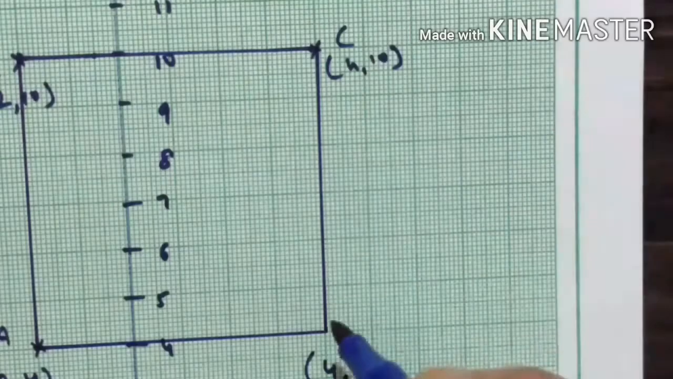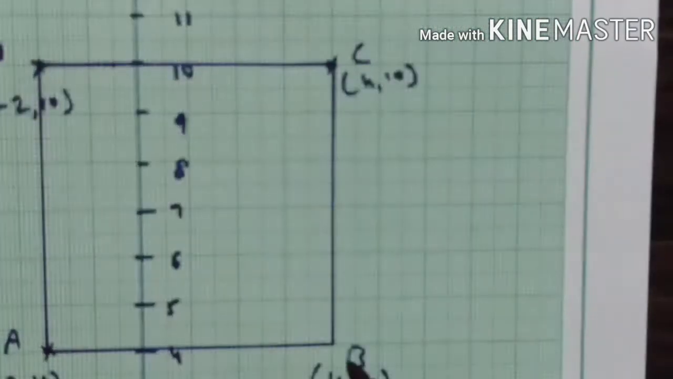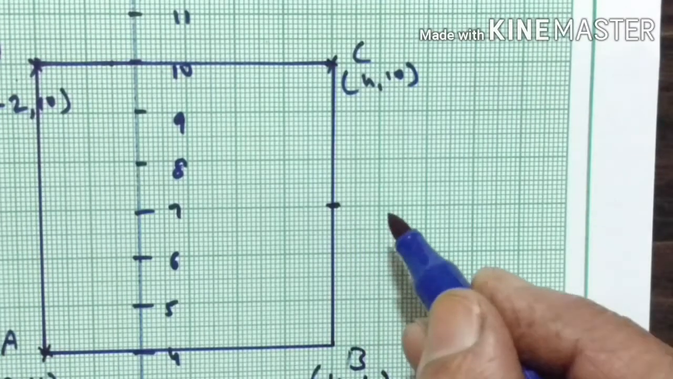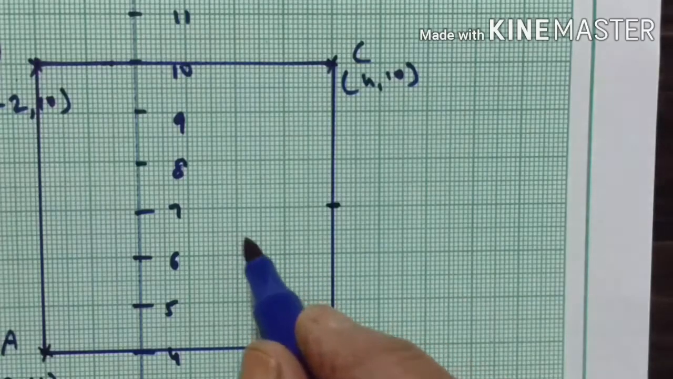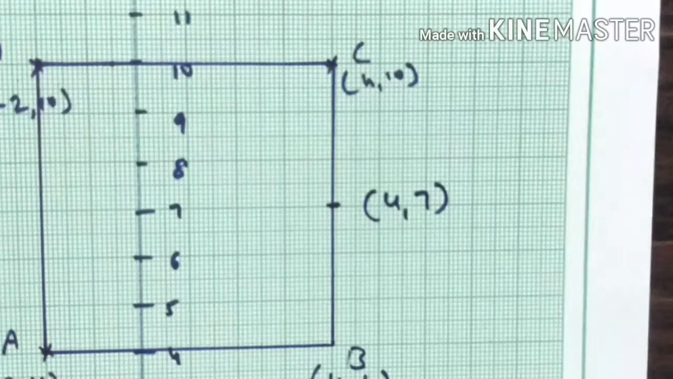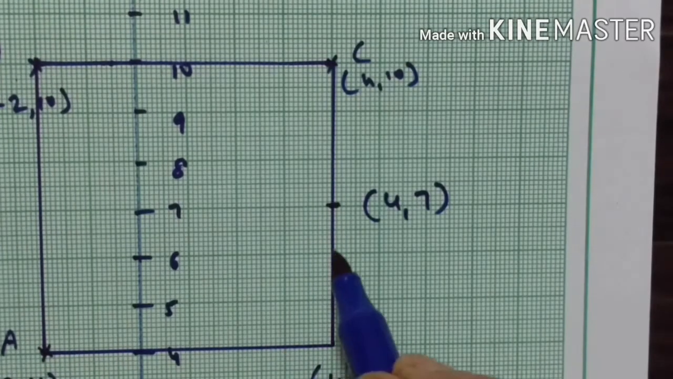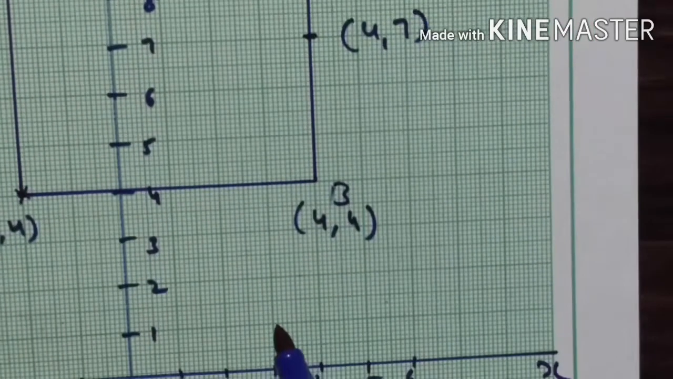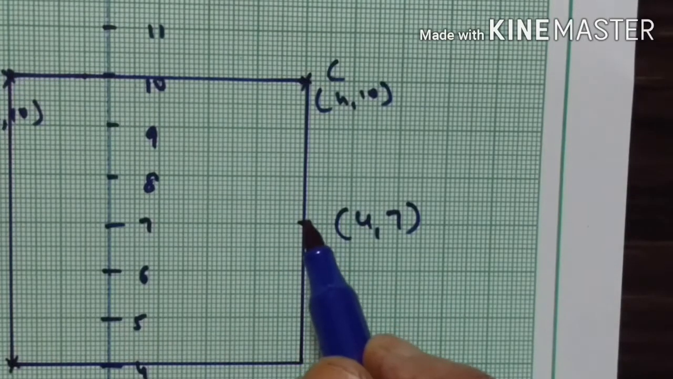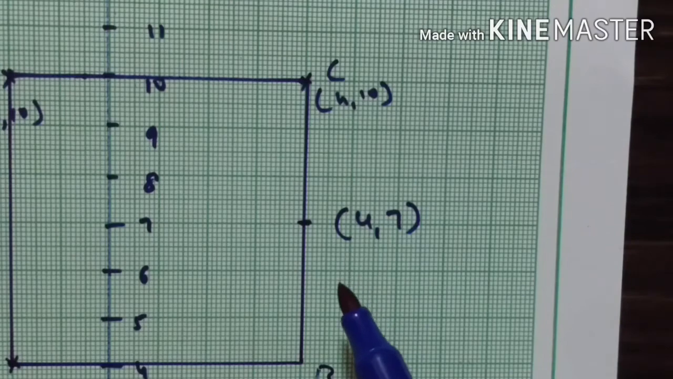So BC is 1, 2, 3, 4, 5, 6 units. 6 divided by 2 is equal to 3. So this is the midpoint of BC. The coordinates of this midpoint is equal to what? This is 4 and 7. X is 4 and Y is 7. Next, the coordinates of the midpoint of CD.